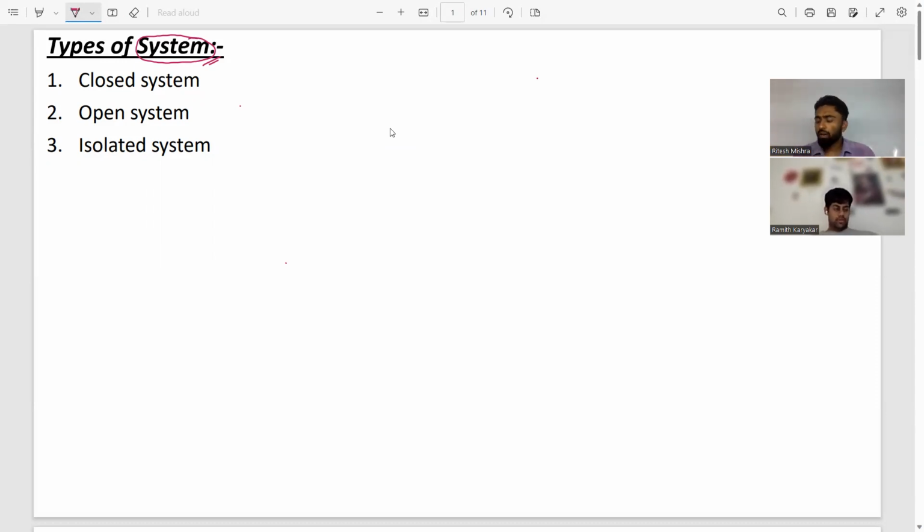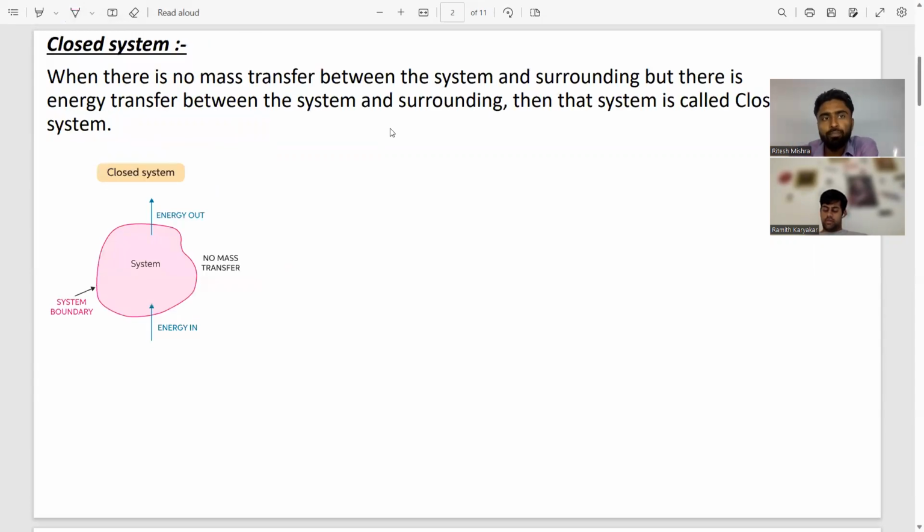Now in today's session we will discuss the types of system. This is very important for you. There are basically three types of system. First is the closed system, second is the open system, and third is the isolated system. There are only three types of system. Let's start with the types one by one. At first we will discuss the closed system.